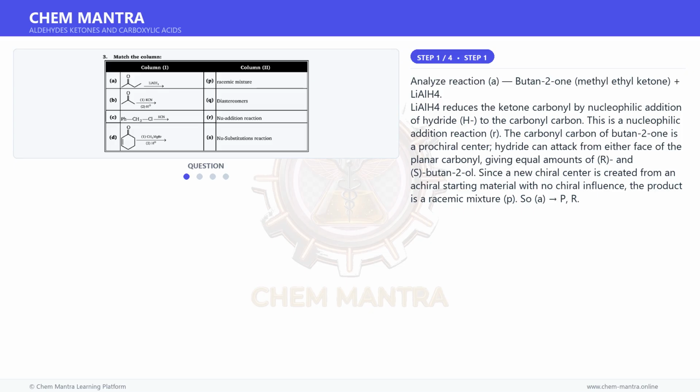Analyze reaction A: butan-2-one plus LiAlH4. LiAlH4 reduces the ketone carbonyl by nucleophilic addition of hydride, H-, to the carbonyl carbon. This is a nucleophilic addition reaction, R. The carbonyl carbon of butan-2-one is a prochiral center. Hydride can attack from either face of the planar carbonyl, giving equal amounts of R and S butan-2-ol. Since a new chiral center is created from an achiral starting material with no chiral influence, the product is a racemic mixture, P. So, A, P, R.